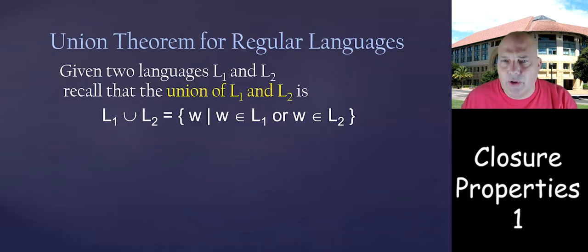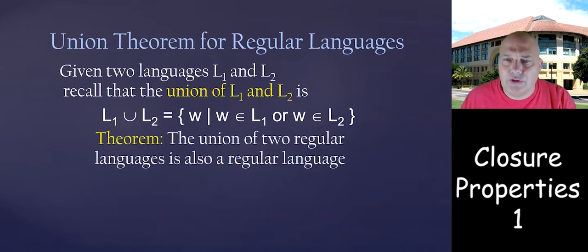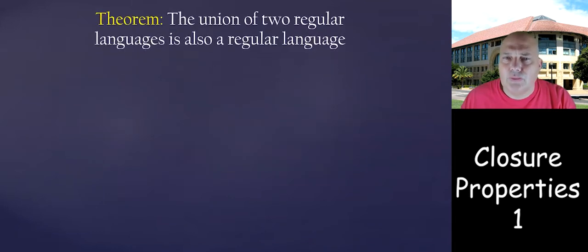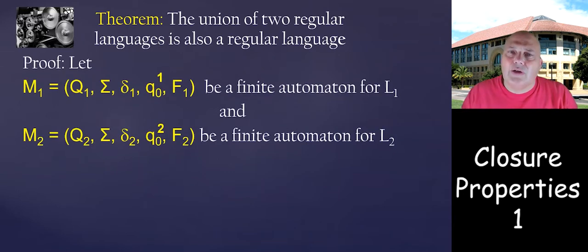Given two languages, L1 and L2, the union of L1 and L2 is just the set union of these two languages, so words that are either in L1 or in L2. And the question is how to prove the union theorem. The theorem is that the union of any two regular languages is also regular. And to prove it, this will denote our proof. We'll recall that L1 and L2 are regular. We need to take advantage of this property. This is essentially the only thing we know about L1 and L2.